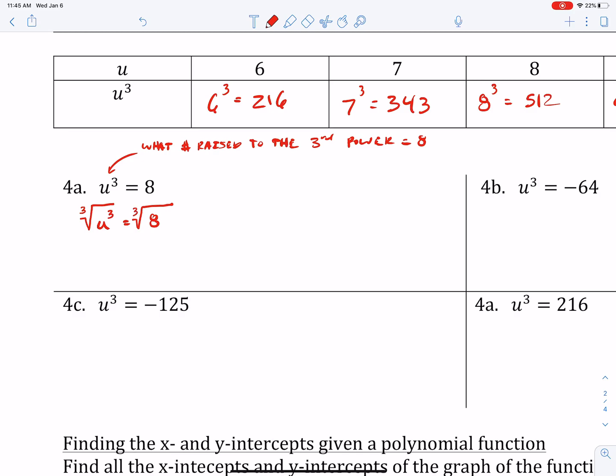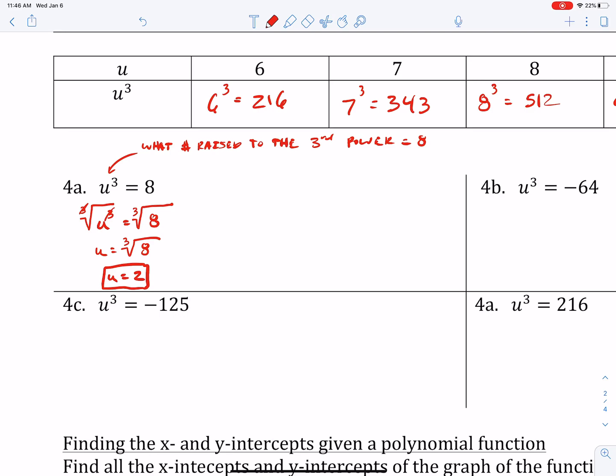What happens here is cube root of a cube is gone. So we're left with u equals the cube root of 8. Okay. Well, what's the cube root of 8? U equals 2. Right? 2 cubed is 8. So you might be very familiar with doing square root, right? Square is 2. Cube root would be 3.